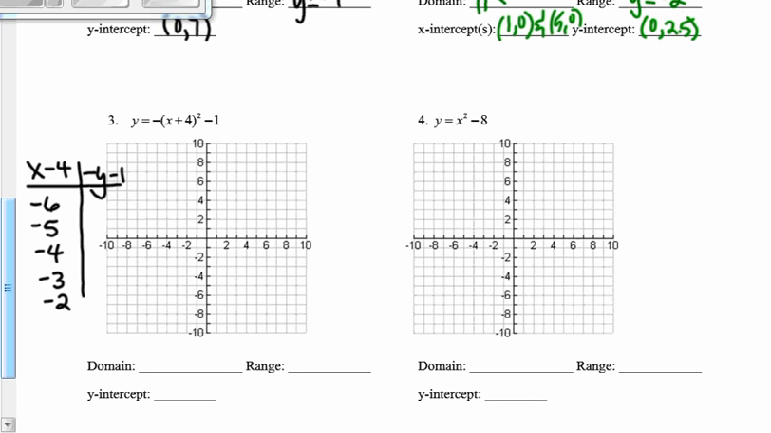And then I'm going to make each of the y values negative and then subtract 1. So starting with 4, negative 4 minus 1 is negative 5. Negative 1 minus 1 is negative 2. And then that would be negative 1, negative 2, negative 5. And these are the points I'm going to plot.